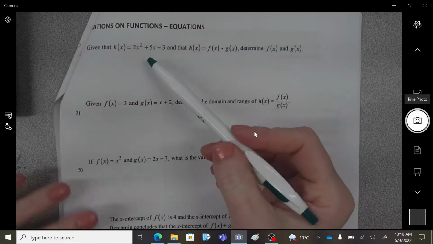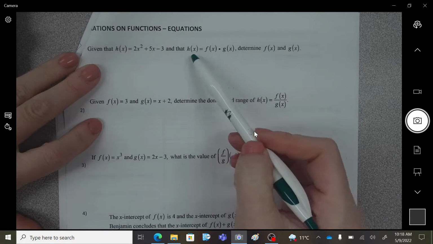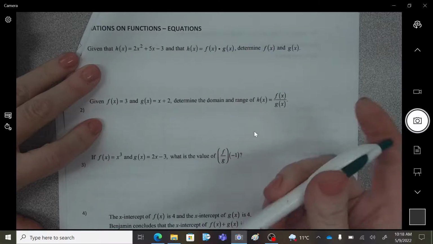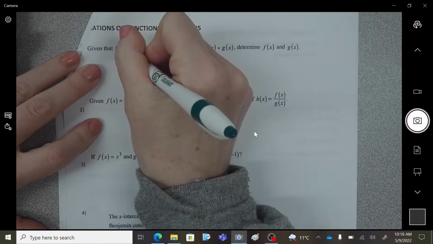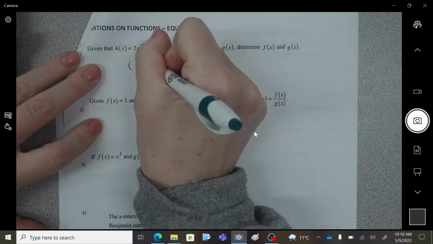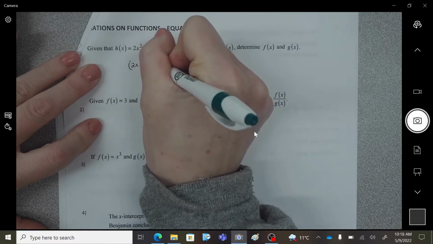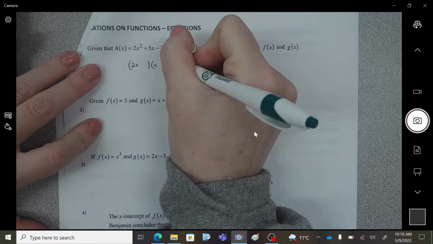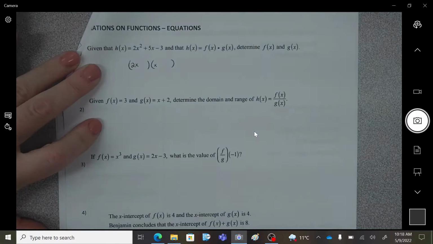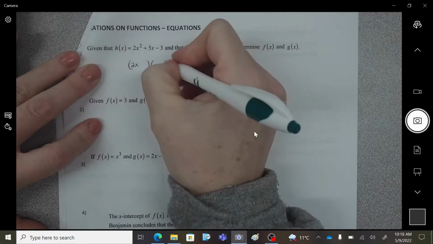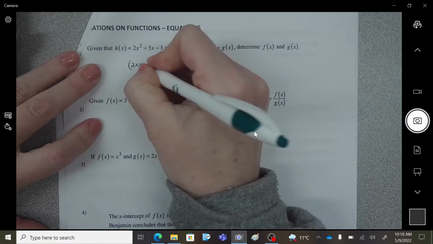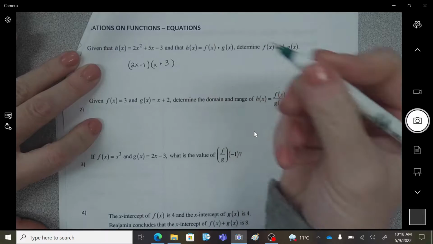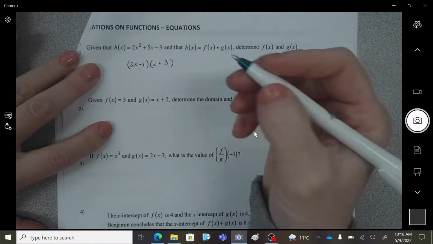Okay, so this is our final equation, h of x, and it came from multiplying two functions, so we have to think of two functions that would multiply to that. So I'm actually just going to factor this. So a 2x, a 1x, and I need a 3 and a 1, so I have to think about where to put that. So I'm going to do that to make a plus 6 minus 1. So that would work. So these are going to be my two functions.